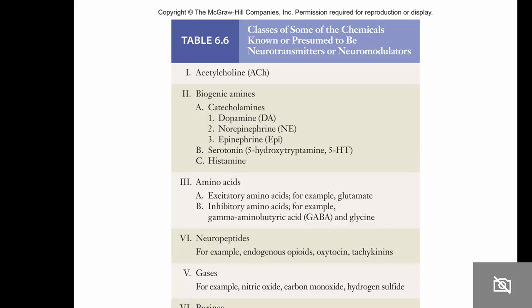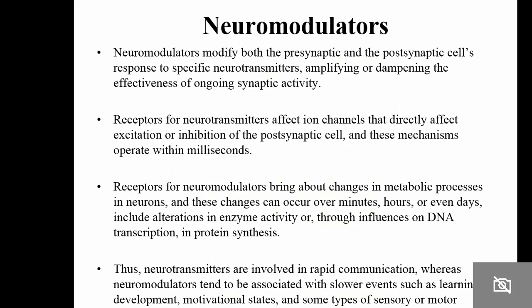So you should know that there are 1, 2, 3, 4, 5, 6 classes of neurotransmitters/neuromodulators. Okay, what is a neuromodulator? So I'll read you their definition, and I'll give you my definition. Neuromodulators modify both presynaptic and postsynaptic cells' response to specific neurotransmitters, amplifying or dampening the effectiveness.